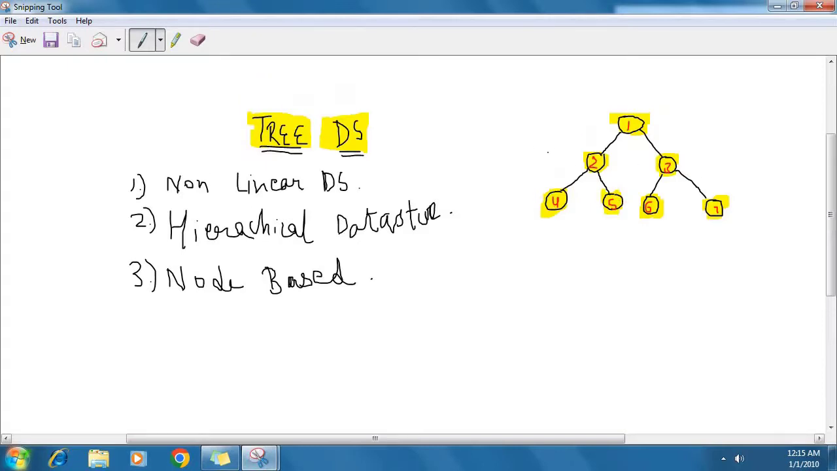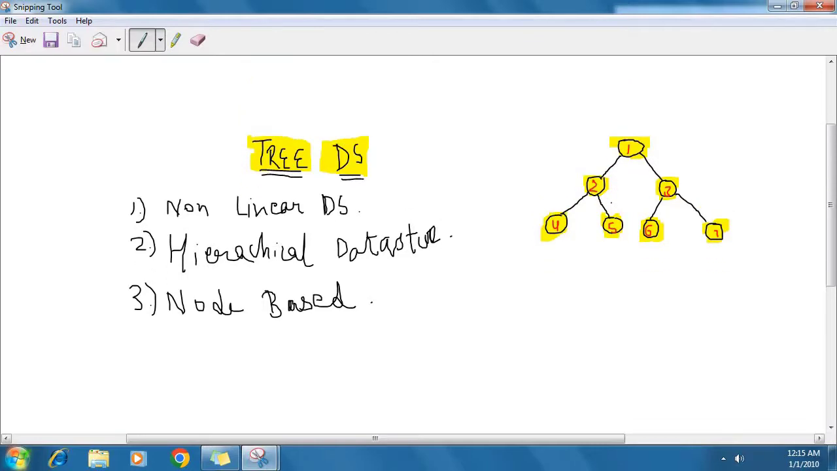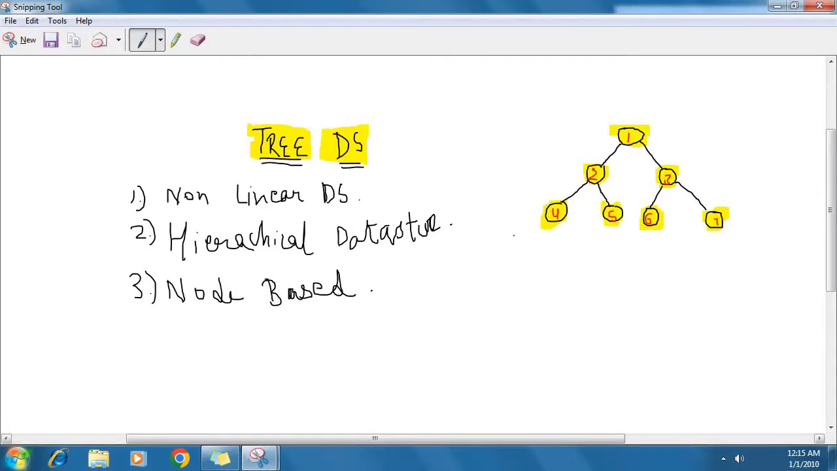So let us talk about some terminologies before directly implementing a tree data structure and going to the coding part. In this video I am only discussing the basics and the introduction to trees. So this is how our tree data structure looks like. Let us now talk about some terminologies. First, the terminology is the root node.